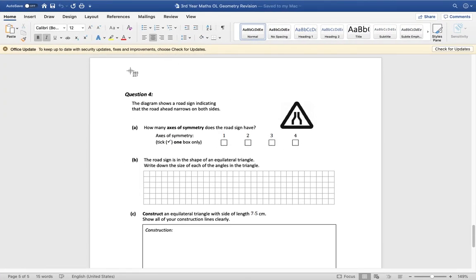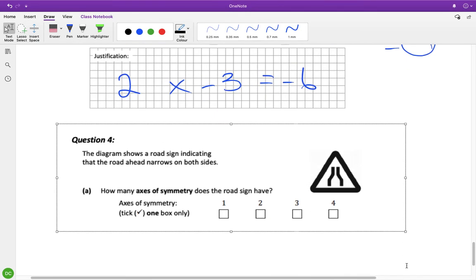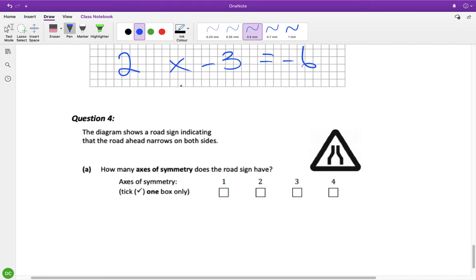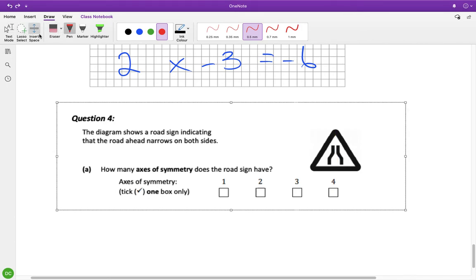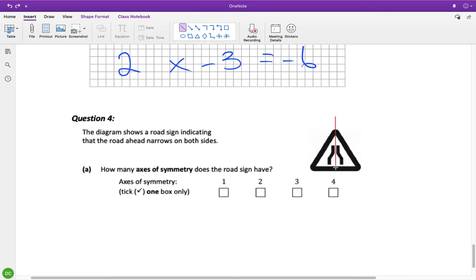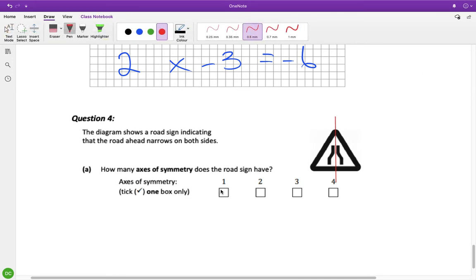All right, last question. The diagram shows a road sign indicating that the road ahead narrows. How many axes of symmetry does the road sign have? Just the one. Ooh. Let's try that again. Insert line. That's the only place that you could fold it, and it would fall perfectly onto itself.